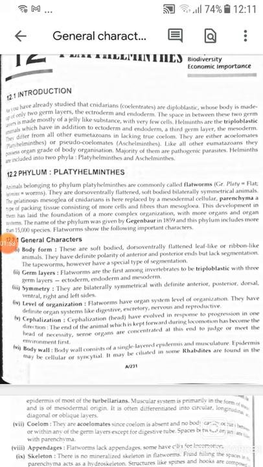Symmetry of the animals in this phylum: it is bilaterally symmetrical with definite anterior, posterior, dorsal, ventral, right and left sides. Level of organization: organ system level of organization is present in the flatworms. They have definite organ systems like digestive, excretory, nervous and reproductive systems.